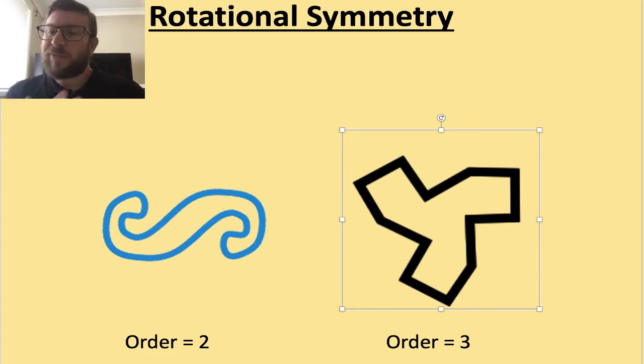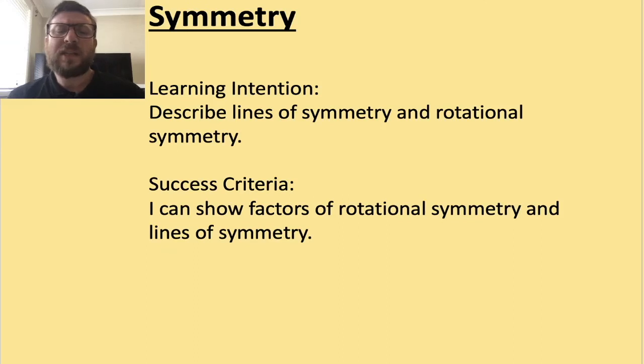Have a look and see what you can do. If you can't find the orders, I want you to show the lines of symmetry on that shape. Remember, lines of symmetry mean that you can fold a shape exactly perfectly together. Today's learning intention was to describe lines of symmetry and rotational symmetry. And your success criteria is that you can show factors of rotational symmetry and lines of symmetry.